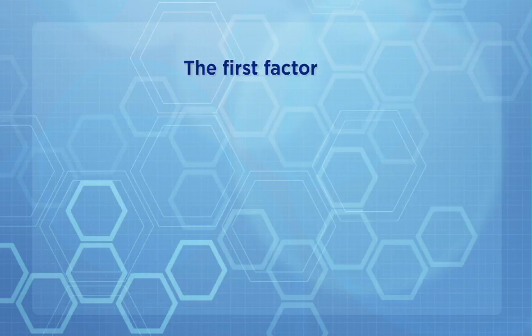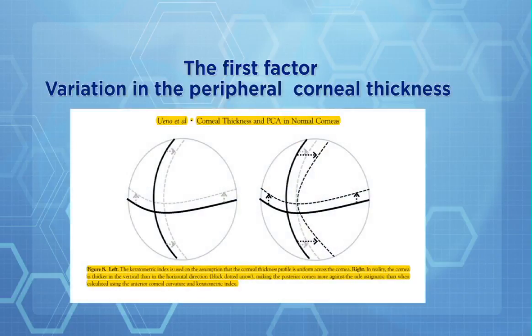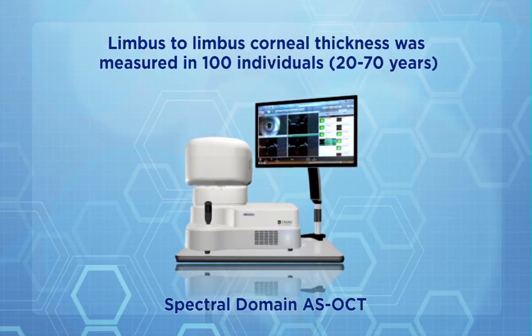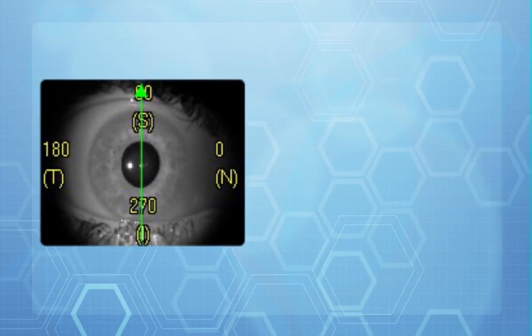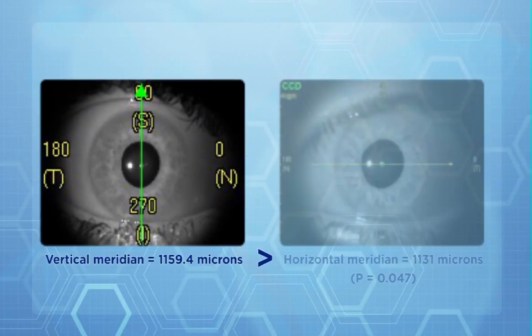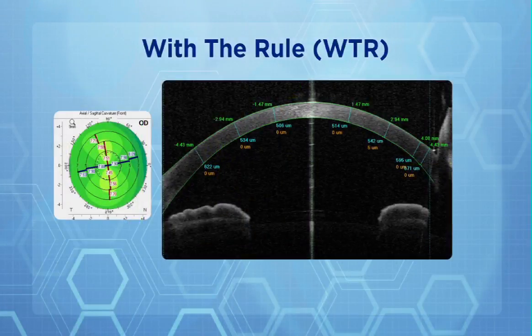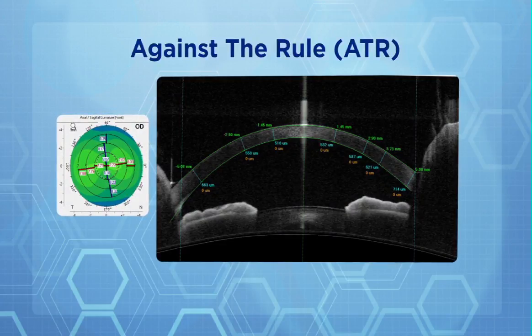The first factor is variation in the peripheral corneal thickness. A recent study highlighted that the vertical meridian of the cornea was thicker than the horizontal, with the mean peripheral corneal thickness being highest in the superior region. To verify this, limbus to limbus corneal thickness was measured in 100 individuals using a spectral domain anterior segment OCT. Mean corneal thickness in the vertical meridian was found to be about 30 microns thicker than the horizontal, and the difference was statistically significant.